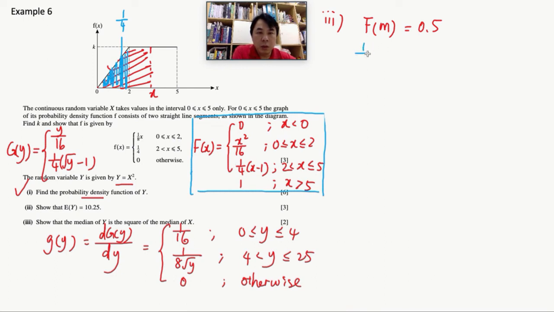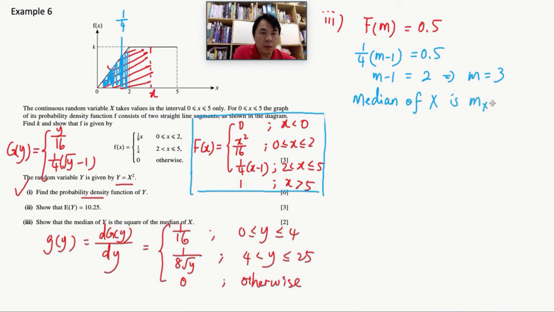So there will be 1/4 m minus 1 equal to 0.5. And then from here we should be able to work out the m itself. That is a 2, implying that m must be equal to 3. So it's around 3 here. So, to write down in the conclusion, the median of x, which I'll call mx to make a difference, is equal to 3.